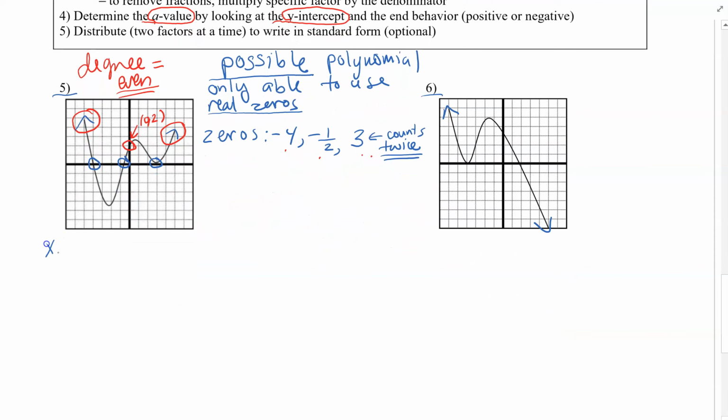So I have one 0 of -4. So in order for there to be a 0 of -4, there must have been a factor, right? A factor of x plus 4. So that's one of my factors.